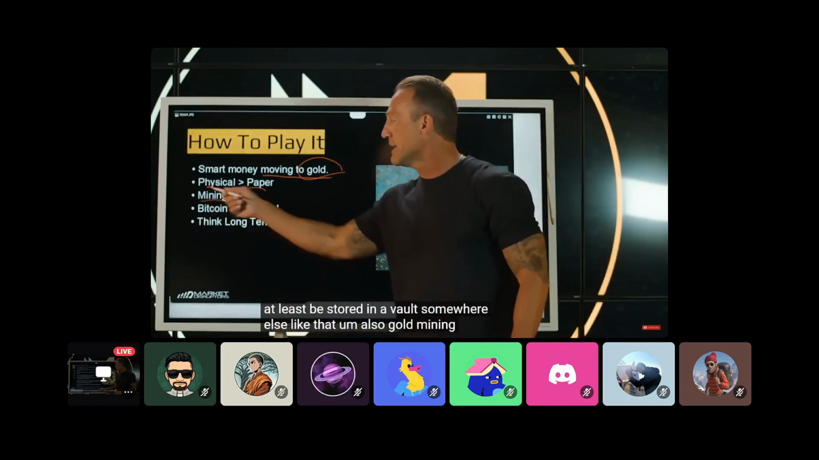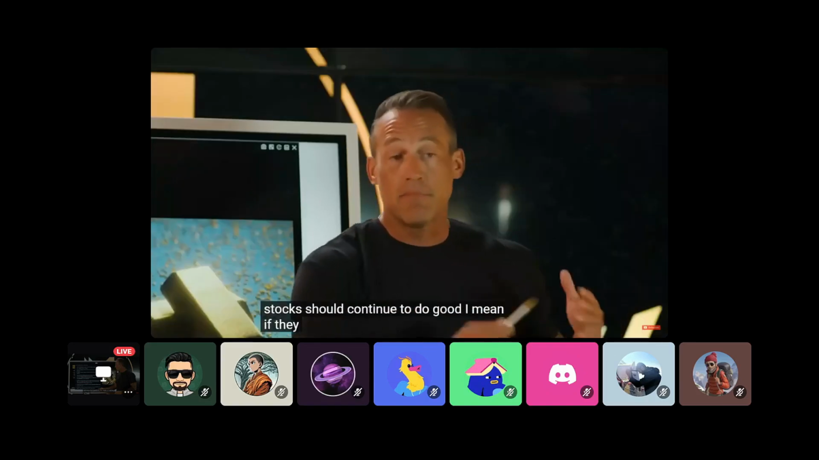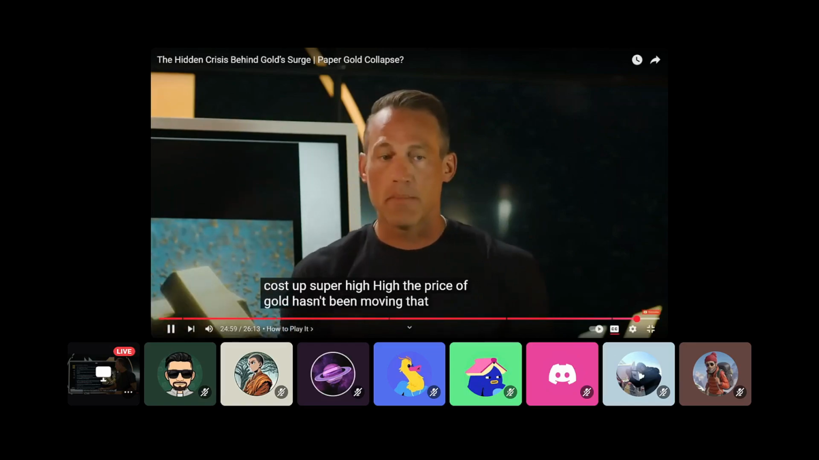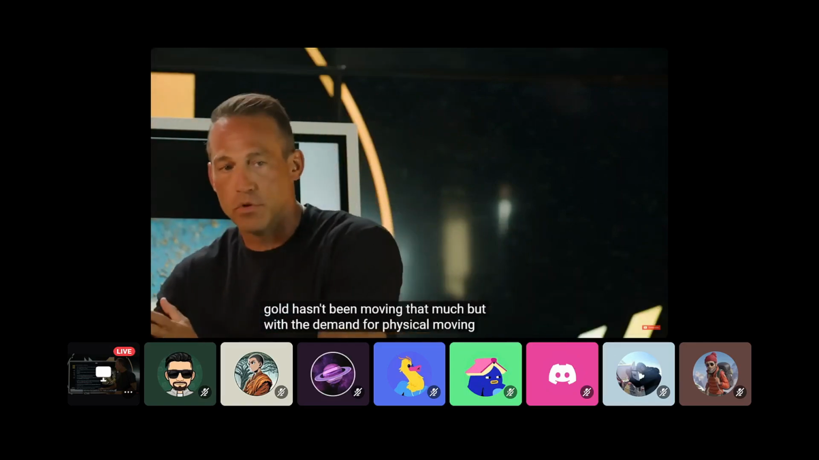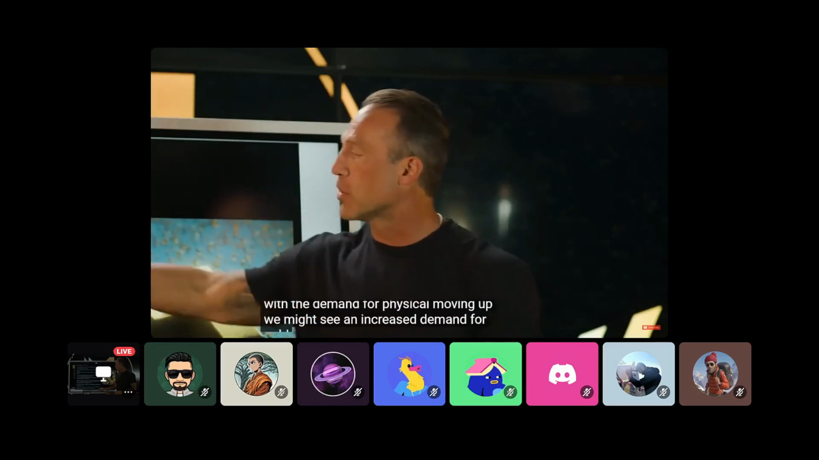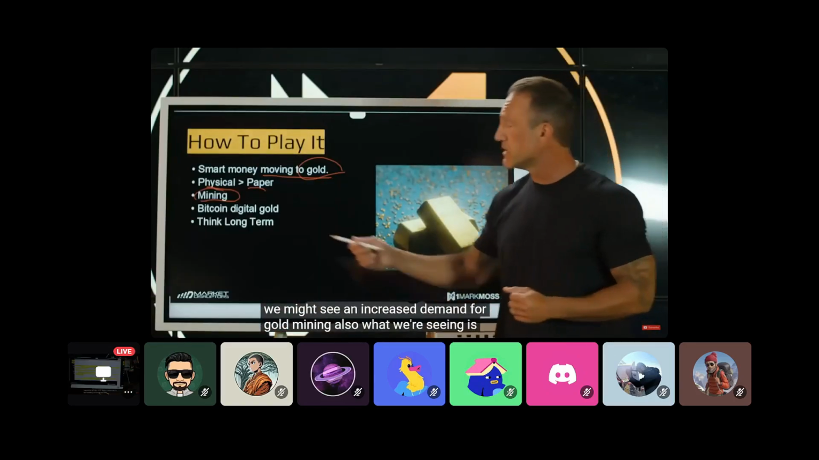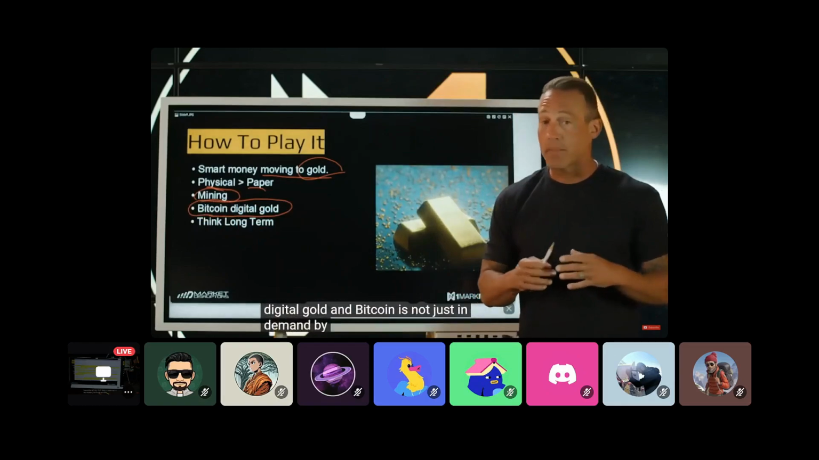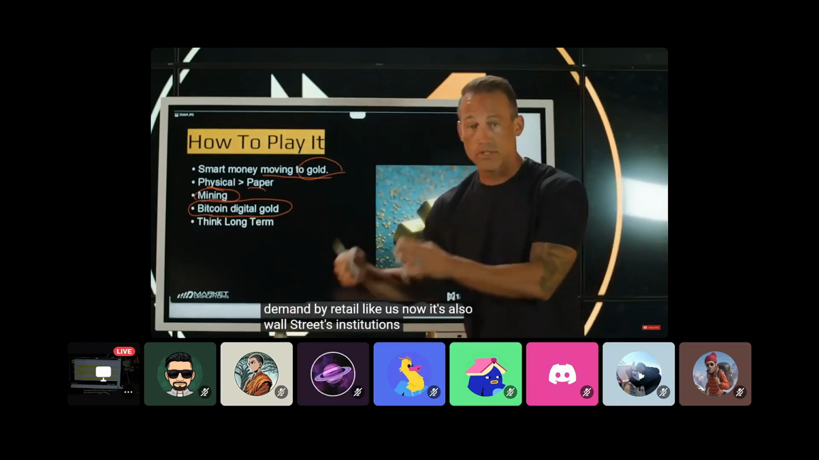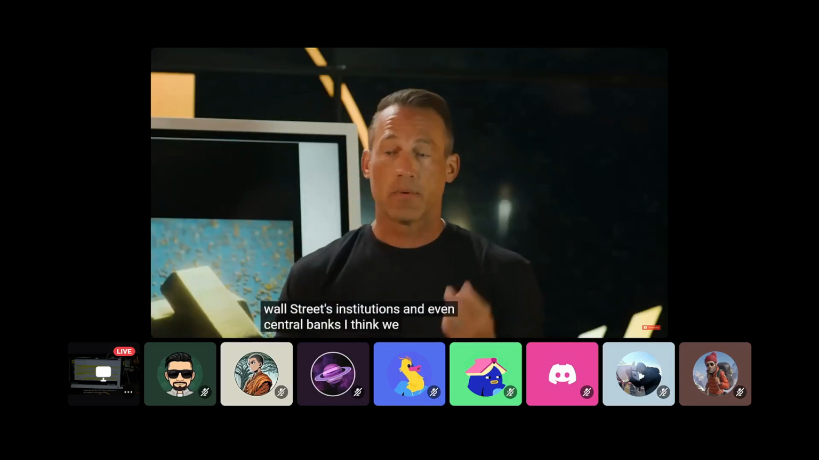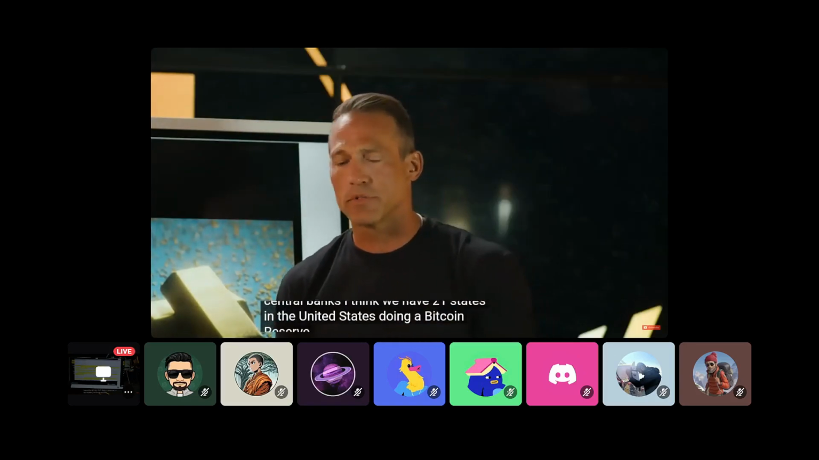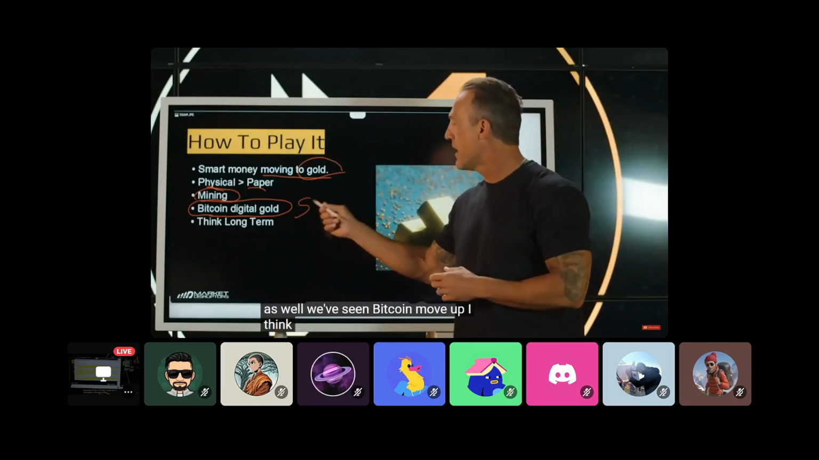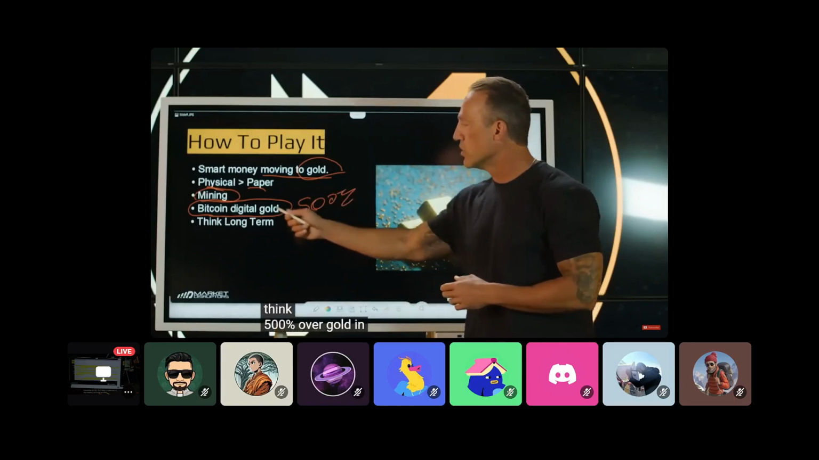Also, gold mining stocks should continue to do good. I mean, they've been struggling over the last couple of years, as inflation has pushed costs up super high. The price of gold hasn't been moving that much, but with the demand for physical moving up, we might see an increased demand for gold mining. Also, what we're seeing is a massive demand for Bitcoin, which is digital gold. And Bitcoin is not just in demand by retail like us now, it's also Wall Street's institutions and even central banks. I think we have 21 states in the United States doing a Bitcoin reserve or working on one, other nations as well. We've seen Bitcoin move up, I think, 500% over gold in that same time frame.